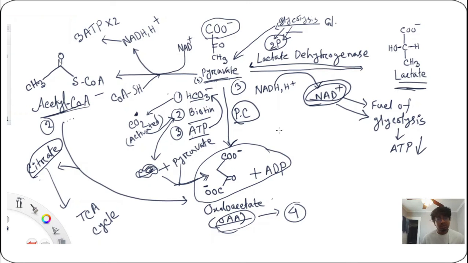This is how the citric acid cycle happens, but our main goal is how pyruvate converts to acetyl-CoA, lactate and oxaloacetate. I think you got that.